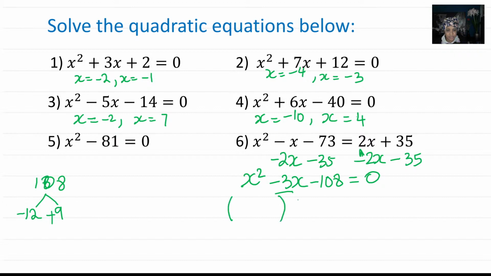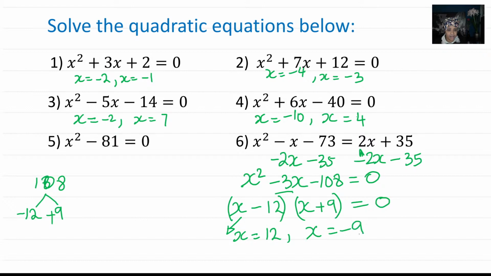All right, so 2 brackets. And you have x here and x there. Don't forget the equal, okay, because we're doing equations. And then you have minus 12 here, and you have a plus 9 here. So if you take that bracket, you get x equals 12. And if you take this bracket, you get x equals negative 9.